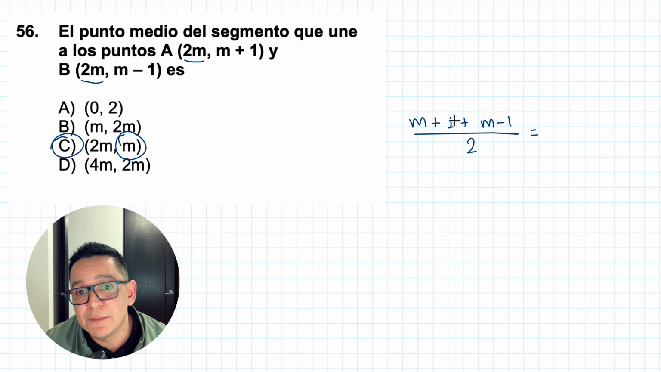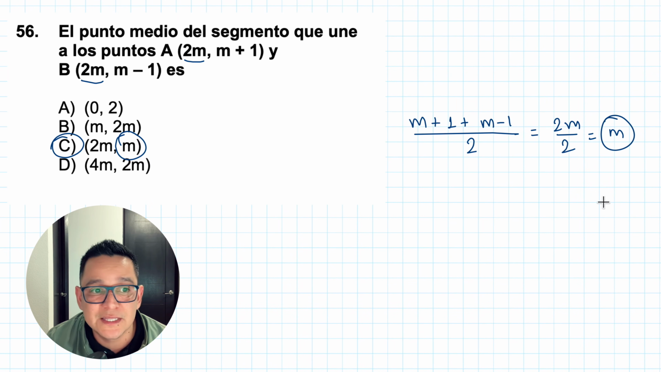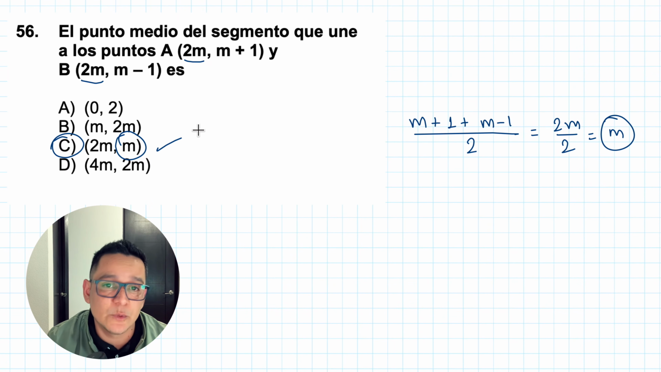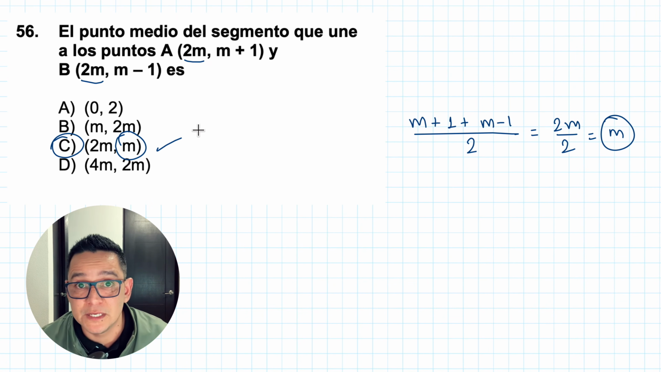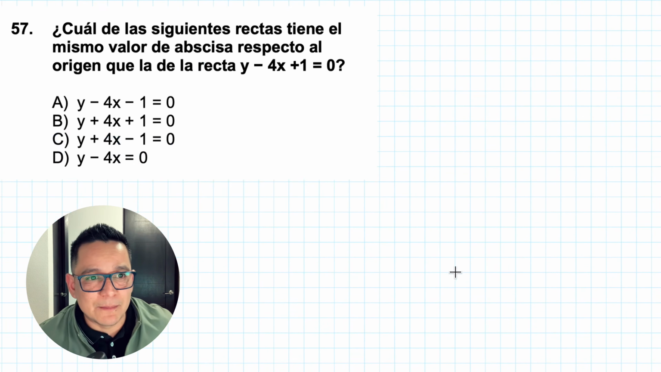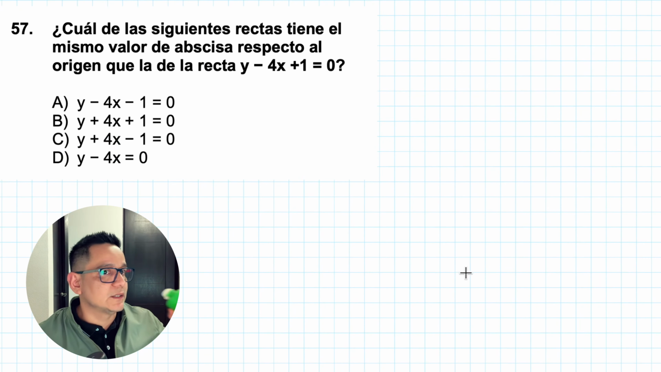So that's what I'm going to do. We add m plus 1 and m minus 1, the ones cancel, leaving 2m divided by 2, which cancels the 2's. So we're left with m. So, as you can see, I get m, that's it. That's all I need to do. Simple, right? Let's move on to exercise 57.